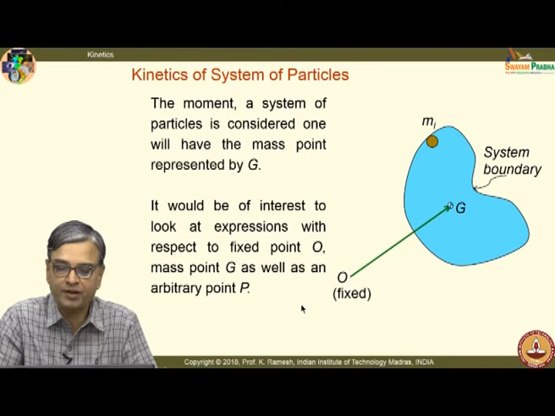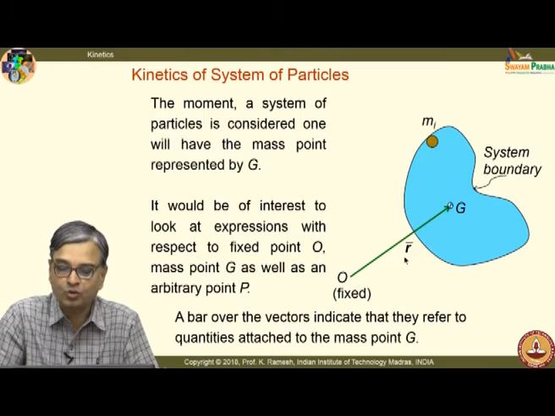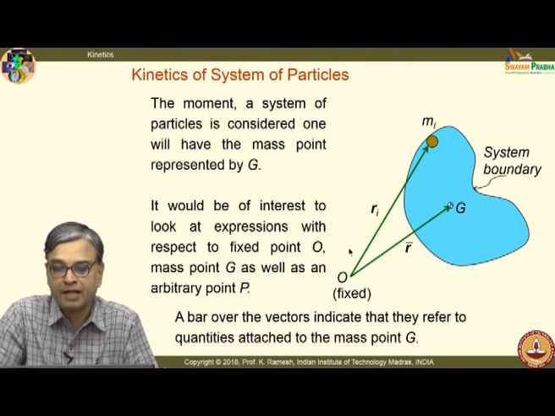So, O is a fixed point and I have the position vector. You have a discipline: whenever I put a bar, that indicates that I am dealing with the mass point. Quantities attached to the mass point G, we will have a discipline to put a bar over the quantity. And any arbitrary point is located by position vector Ri. I can also view this point from G. I can also view this point from arbitrary point P.